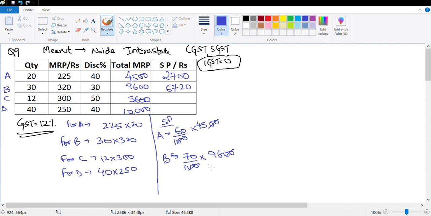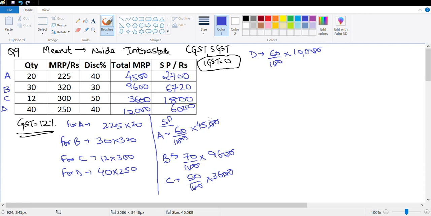So that's 6720. Next is 50% discount, so he's being charged 50%. 50 by 100 into 3600, that's 1800. And the last one for D, 40% discount, which means charged is 60, and this is 10,000, which is 6,000.